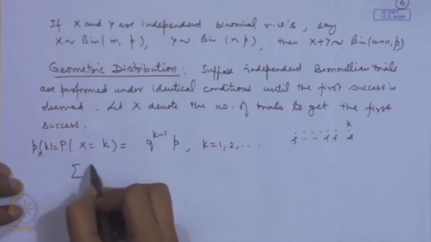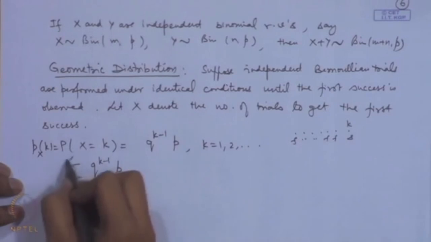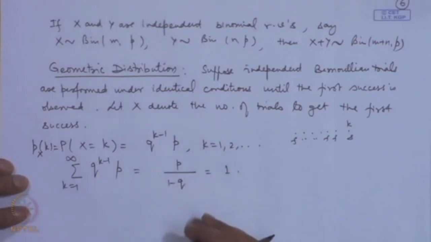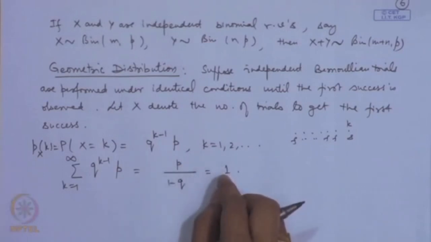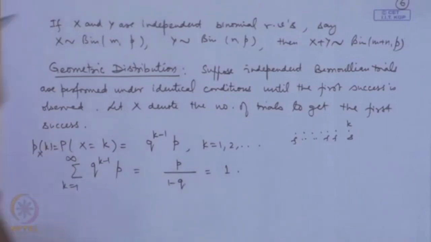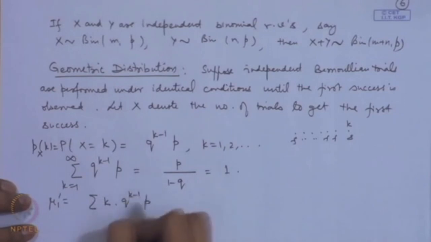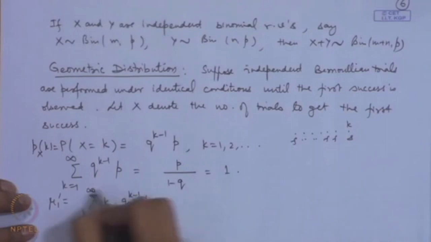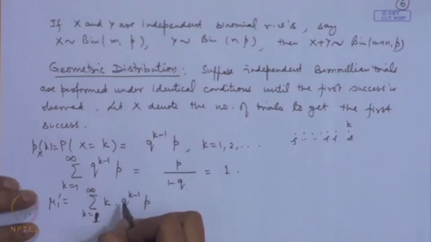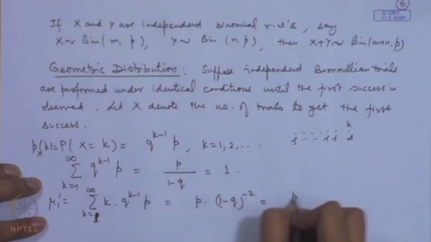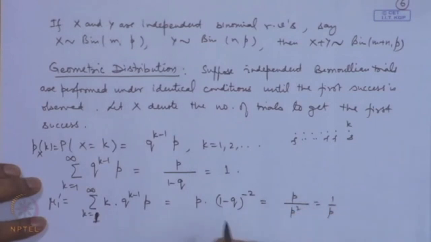The reason is that if I consider the sum of q to the power k minus 1 times p for k equal to 1 to infinity, this is nothing but the infinite geometric series that is equal to p by 1 minus q, that is p by p, that is equal to 1. Let us look at the mean of this, that is equal to the sum of k q to the power k minus 1 p, k equal to 1 to infinity. Now, this is nothing but the infinite arithmetic geometric series, and the sum of this is simply p into (1 minus q) to the power minus 2, that is equal to p divided by p squared, that is equal to 1 by p. That means, if in each trial the probability of success is p, then the expected number of trials needed for the first success will be 1 by p.